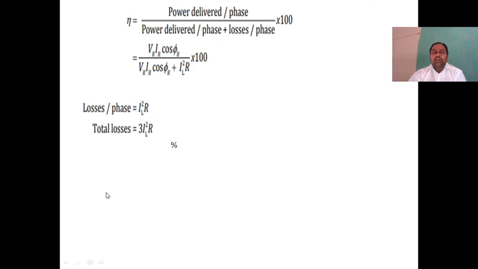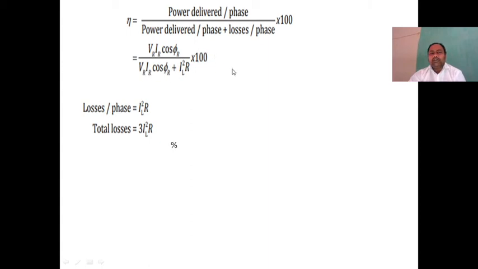What is the efficiency of the transmission line? Efficiency is equal to the power delivered per phase divided by the power delivered per phase plus losses per phase. Here the loss is only due to the one resistance present. Losses per phase is IL square R. In a three phase line, it is 3 IL square R. The power delivered is VR IR cos phi r, so efficiency is VR IR cos phi r divided by VR IR cos phi r plus IL square R, into 100.